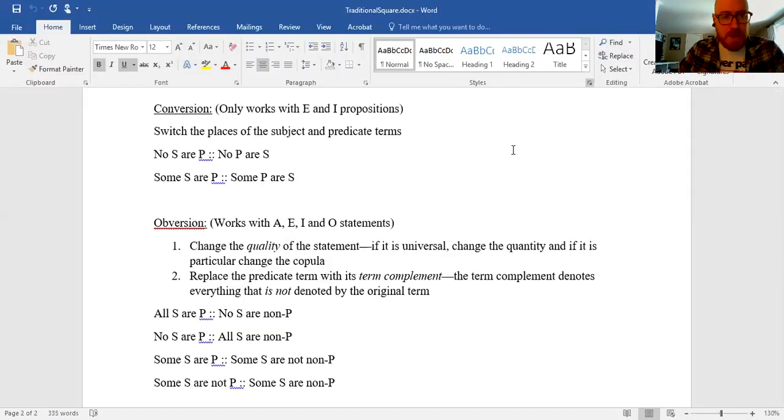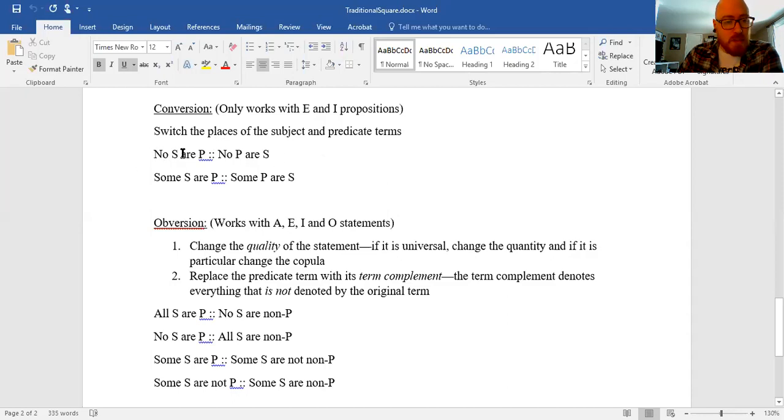This is the same sheet that I uploaded the other day. First we have conversion. Conversion only works with E and I propositions. So the inference from a standard form E statement to a converted E statement, and from a standard form I statement to a converted I statement, is only valid with E and I. Converting an A statement is invalid, and converting an O statement is also invalid. Now, conversion has one step: all you do is switch the place of the subject term and the predicate term.